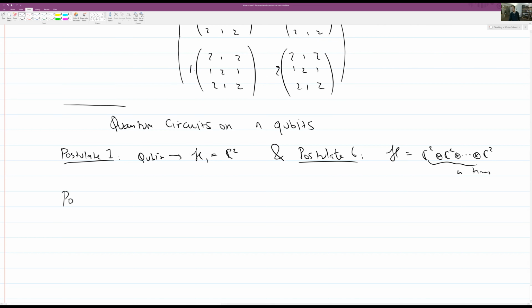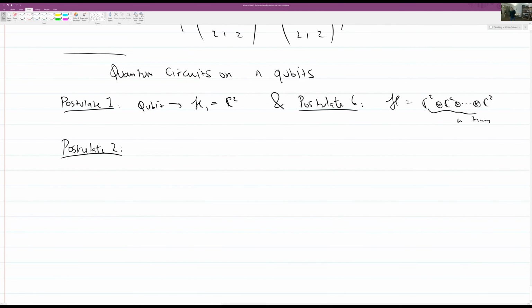Now, postulate 2 talks about preparations. Well, what's a valid preparation? A valid preparation is a density matrix. And this density matrix acts on this very high dimensional vector space. It's worth saying, what's the dimension of the vector space for n qubits? Well, it's 2 to the n, right? So for every qubit you add, you double the dimension of this underlying vector space.